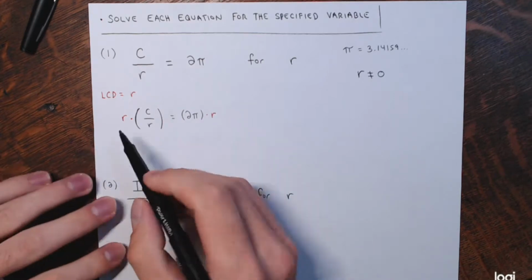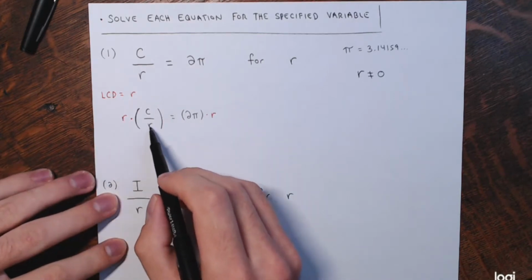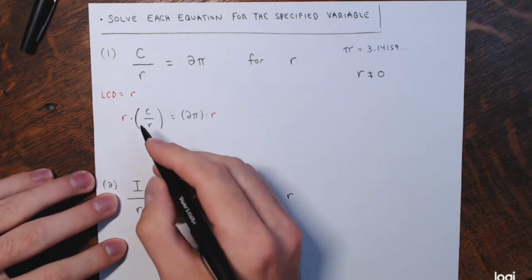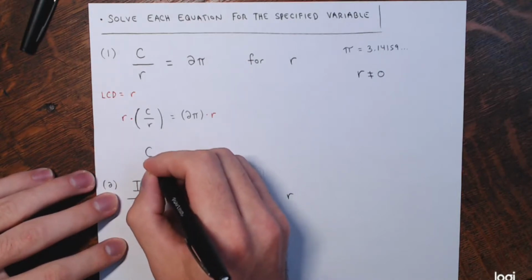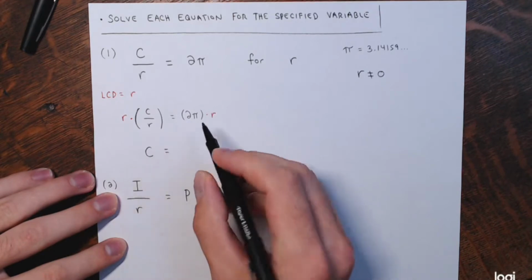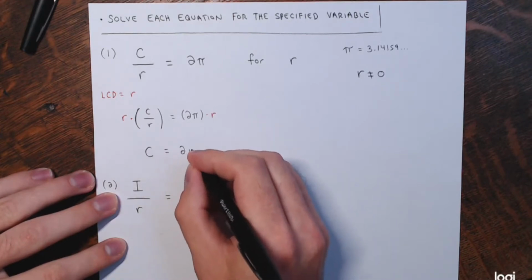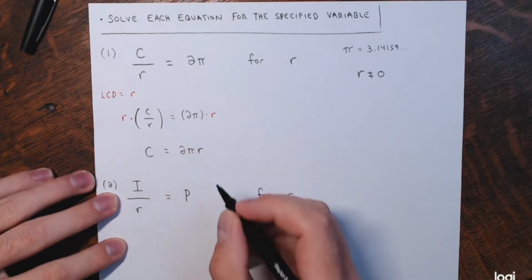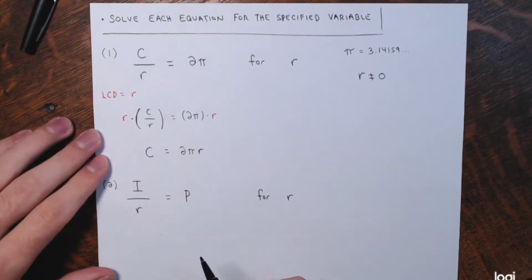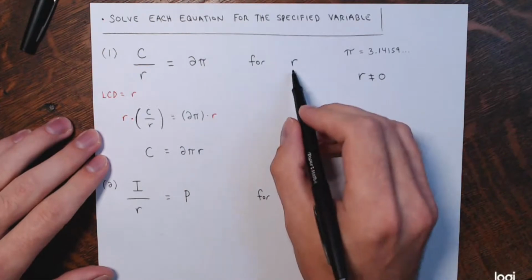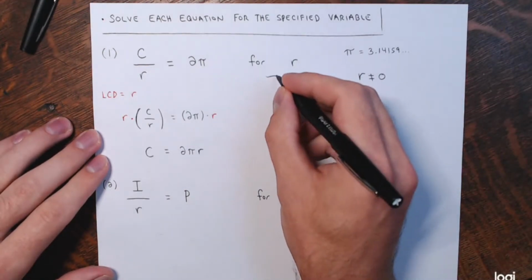So you see this on the left here, R in the numerator, R in the denominator. So R's cancel, leaving me with C. And then over here, 2 times pi times R is just 2 times pi times R. But remember, I want R alone. And like I said, I'll write this out.